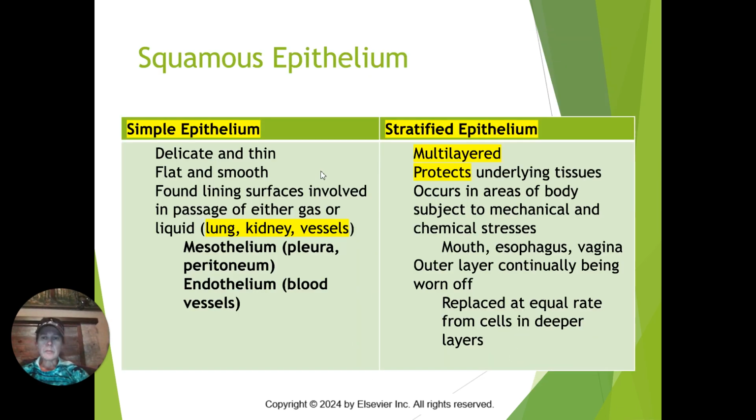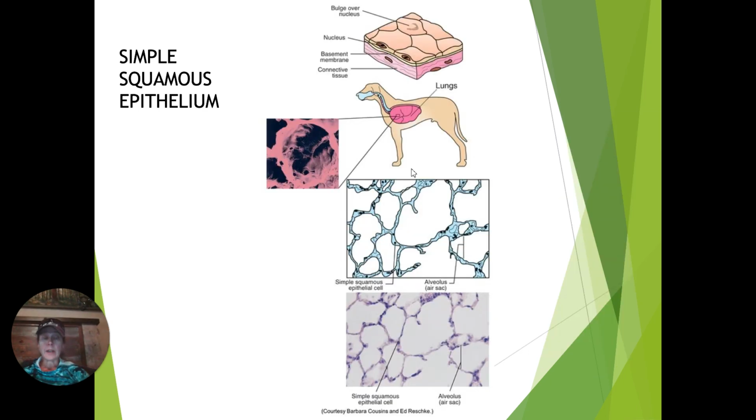So our simple epithelium is generally delicate, very thin. We see this most commonly in the lung, in the kidneys, and in the blood vessels. So surfaces that are involved in the passage of gas or liquids through them are often lined with simple epithelium. And the lung is a great example of a simple squamous epithelium. I think we looked at some lung tissue under the microscope week before last. And again, this is gaseous exchange or liquid exchanges a lot of times are where we're going to find this single layer of flat epithelial cells.